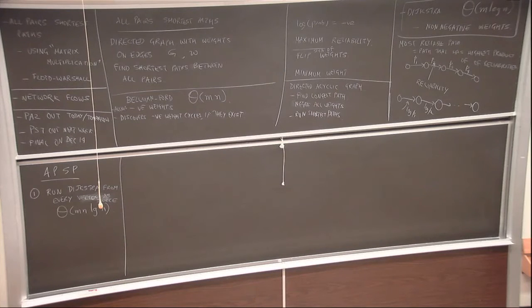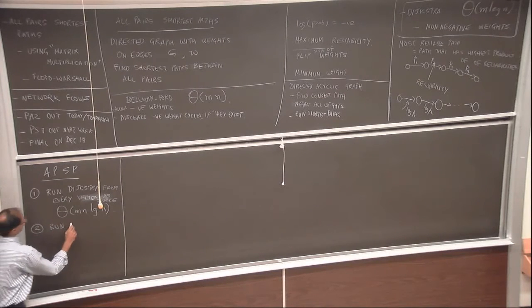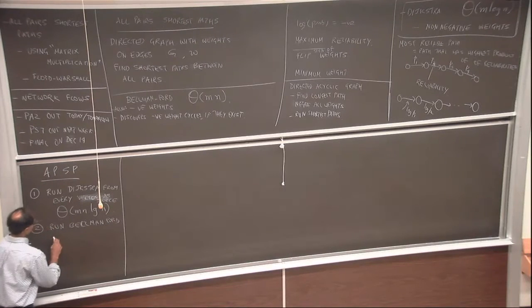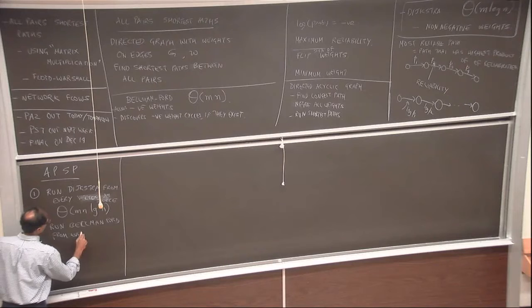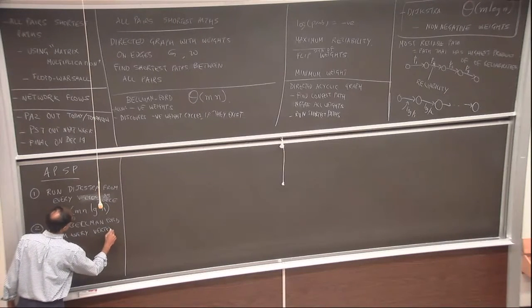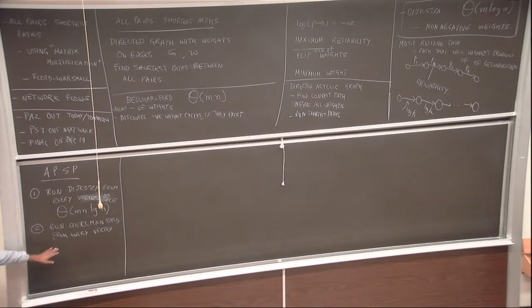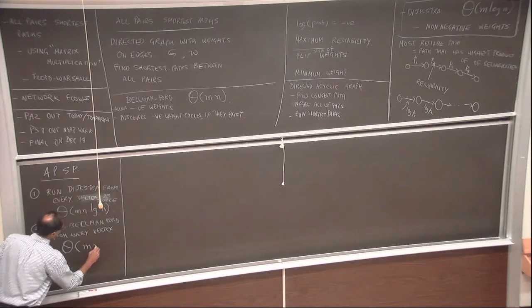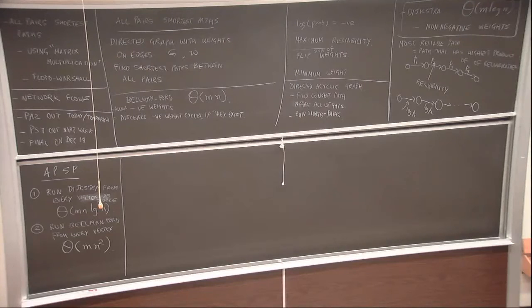Okay? Right? Okay, so that's one. Run Bellman-Ford from every vertex. That's another option. This will work even when there are negative weights. If there are negative weight cycles, then it will complain and stop, or you can let it do whatever it wants. But this takes theta of m n squared.